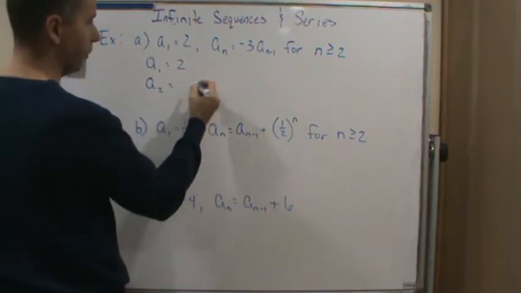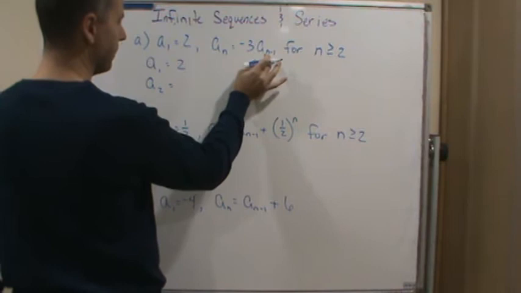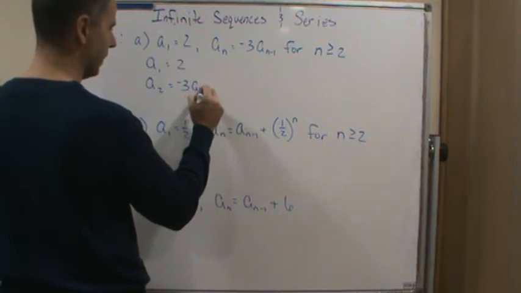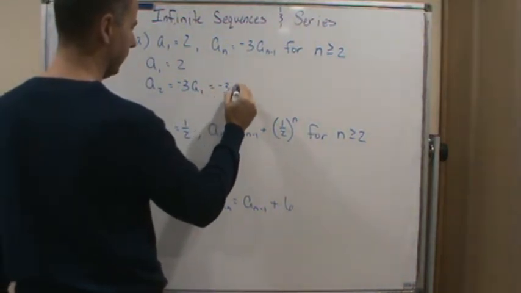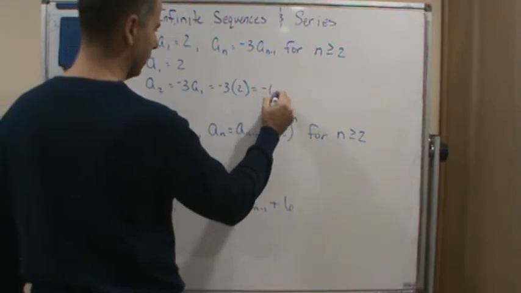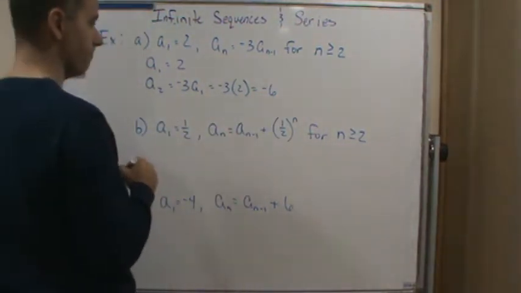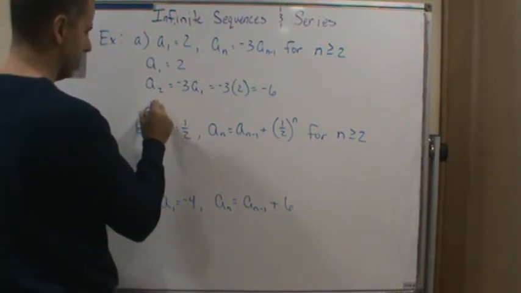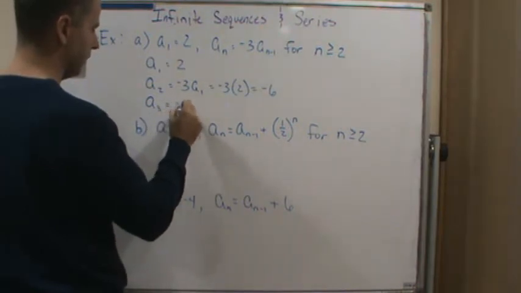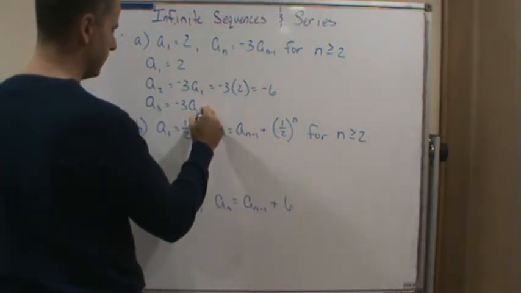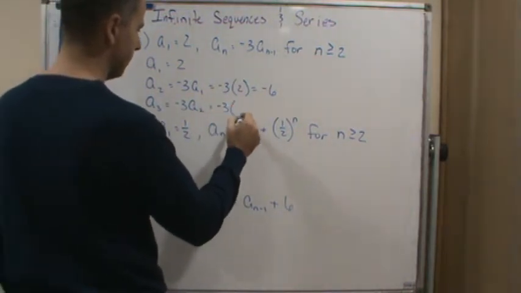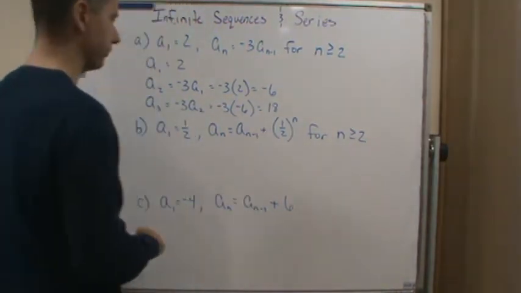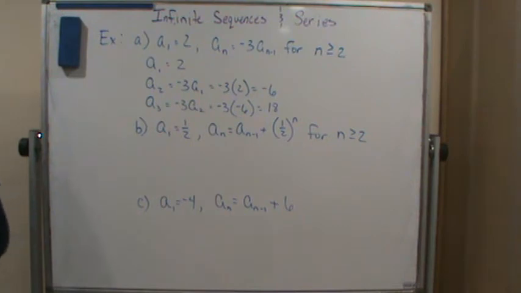So if we start, we've got a sub 1 is equal to 2, and then a sub 2 is just going to be what? It's going to be negative 3 times a sub 1, which equals negative 3 times 2, which equals negative 6, right? And then a sub 3 equals negative 3 times a sub 2, which is negative 3 times negative 6, which equals positive 18. Okay? So far so good, right?